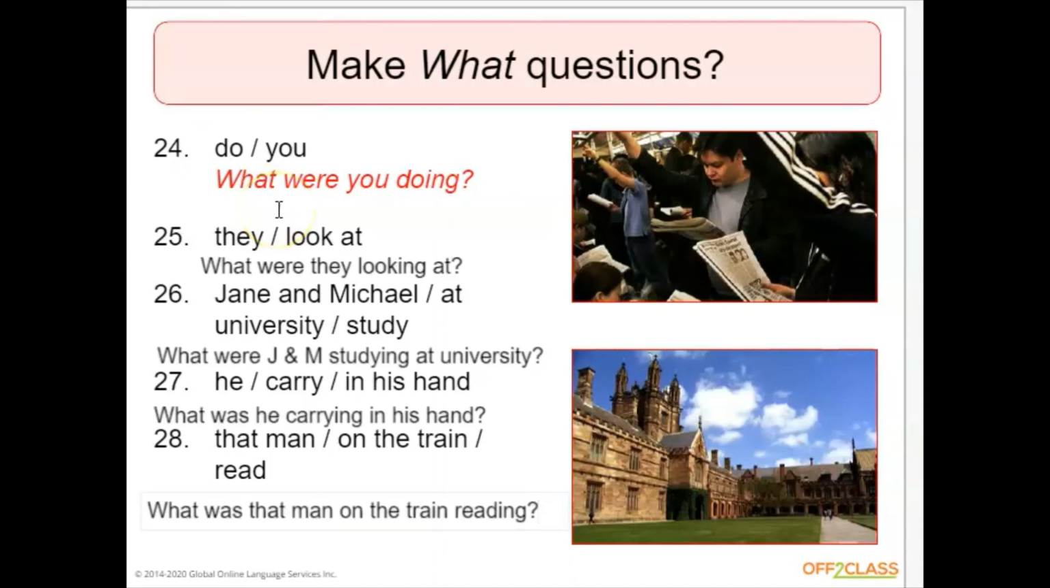Okay, let's check. So we have, what were they looking at? What were Jane and Michael studying at university? What was he carrying in his hand? What was that man on the train reading?